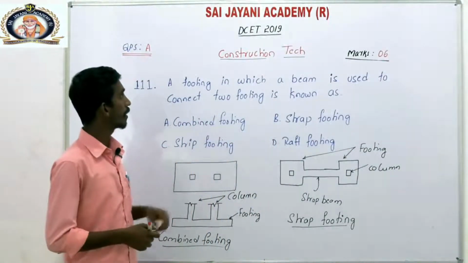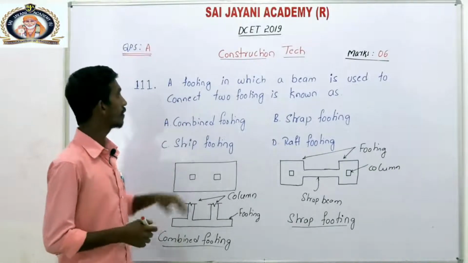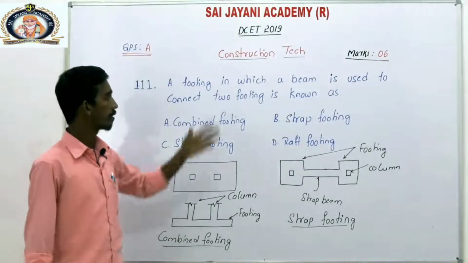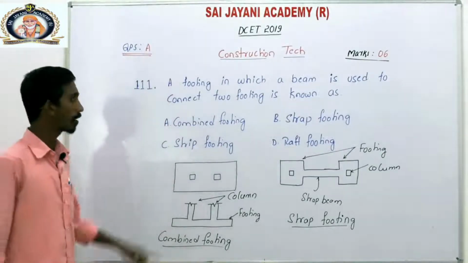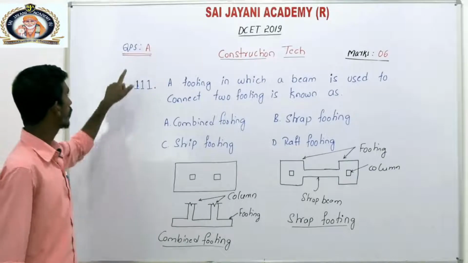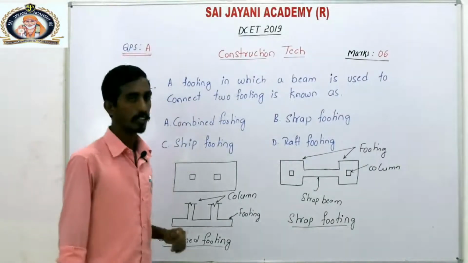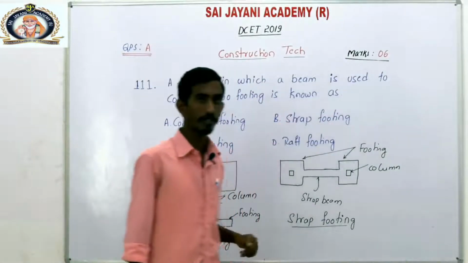Next subject in DCET 2019 paper is construction technology. Here we are going to solve the questions related to construction technology subject. The question paper version is A. So in DCET examination, construction technology subject carries 6 marks.